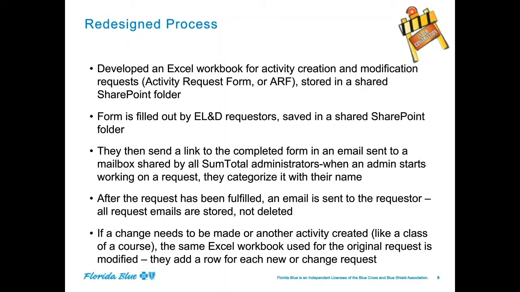So if a change needs to be made or another activity created, let's say, for example, we create a course and then somebody wants to have a class, that same Excel workbook that was used for the original request is modified. They add a row for each new or changed request. So it basically works almost like a configuration management tool, where you've got this one spreadsheet with a bunch of rows on it, and every row shows the history of the evolution, the change history of this activity.